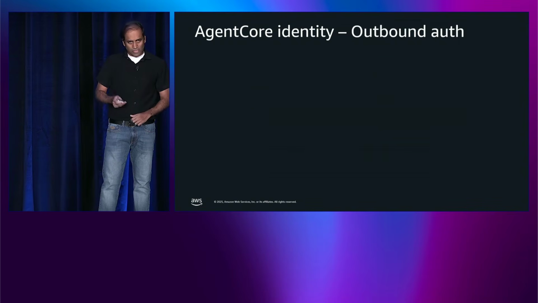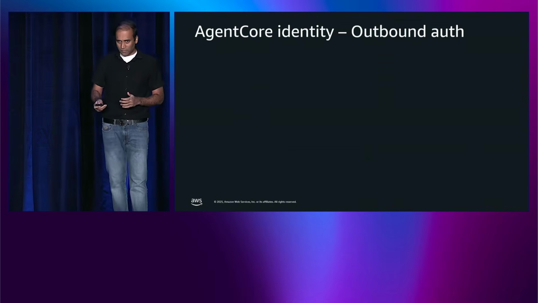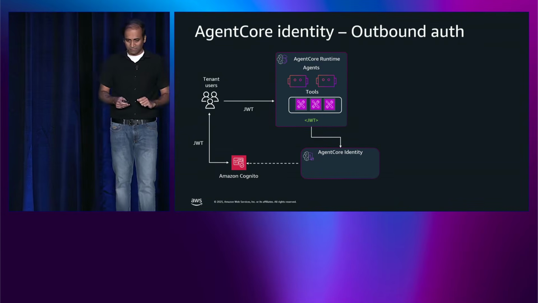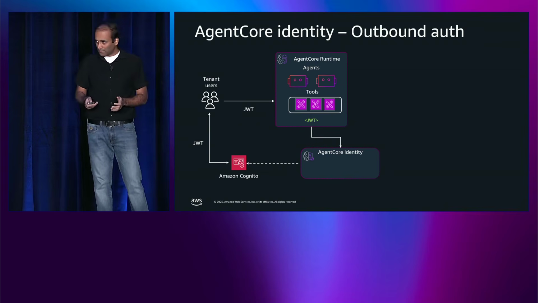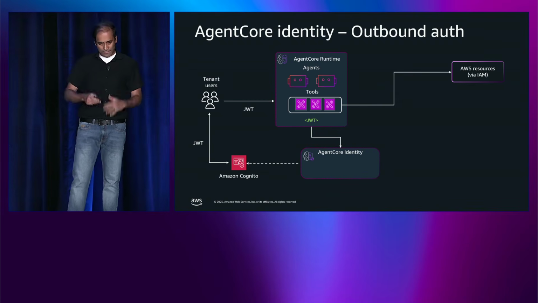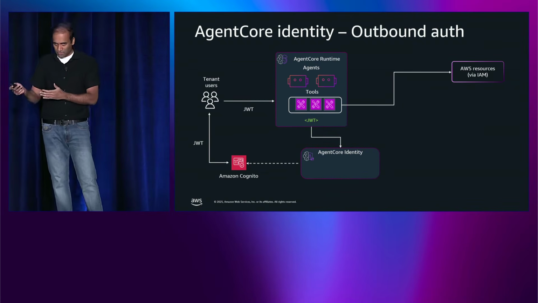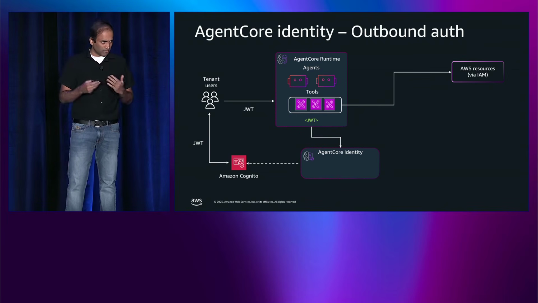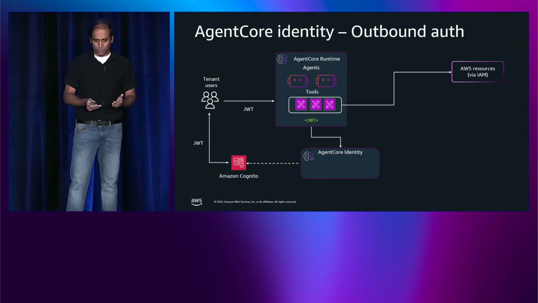Now let's move on to the outbound authorization. For the outbound authorization, this is the piece of the architecture which we saw in the previous slide. As I mentioned earlier, the outbound authorization comes into play when your agents are trying to reach out to an external resource. Let's assume this external resource is an AWS resource. If it is an AWS resource, you could piggyback on IAM. You could leverage IAM to authorize that call, where basically you will attach an execution role to your AgentCore runtime, which will authorize that particular call.